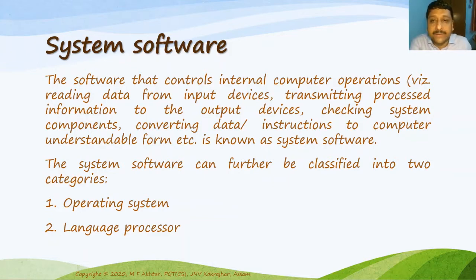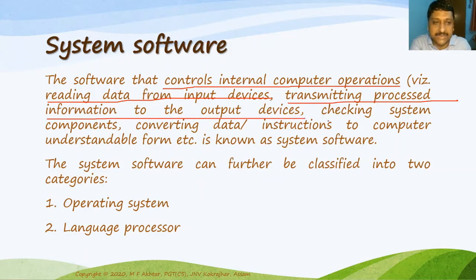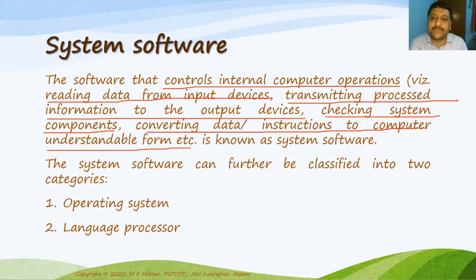What does it control? System software controls all the internal computer operations: reading data from input devices, transmitting processed information to the output devices, checking system components, converting data, instructions to the computer understandable form, that is binary form. Now again, system software is classified into two categories. First is known as operating system and second one is known as language processor.